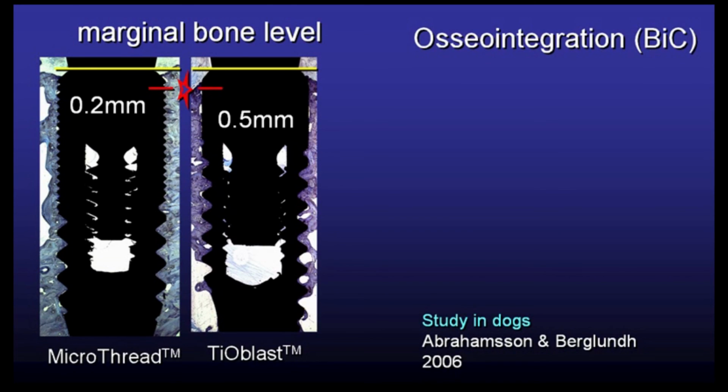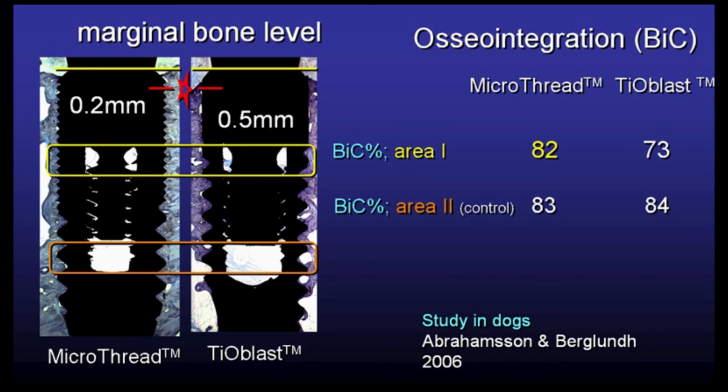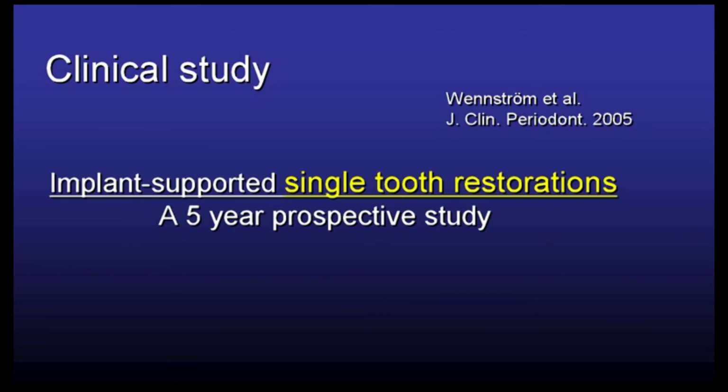Abrahamsson and Berglund also assessed the degree of osseointegration in 2 zones. In the apical zone, where both implants had the same macro-threaded structure, you can see that there was no difference, 83% and 84% of bone-to-implant contact. However, when they focused on the microthreaded portion, they found that the microthread implant had a higher bone-to-implant contact than the traditional TiOblast implant. And consequently, they concluded that the microthreaded implant had a better osseointegration and more bone retention at the marginal level.